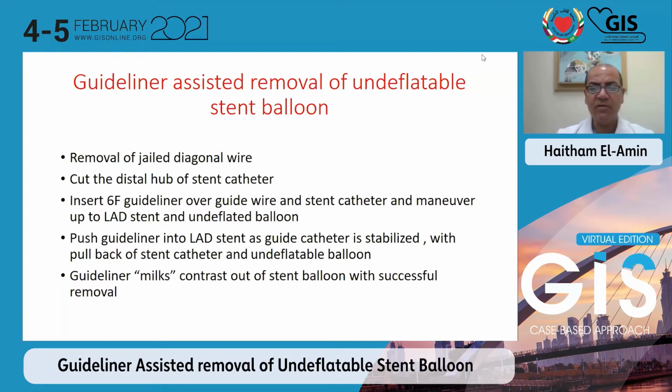Once the distal hub was cut and the hub was removed, as well as the inflator, we inserted the 6 French guideliner over the stent catheter and the guide wire, which was down the LAD, and maneuvered the guideliner all the way up to the LAD stent and to the origin of the undeflated balloon. We pushed the guideliner into the LAD stent. As the guide was stabilized, the stent catheter was pulled back. We used the guideliner as a support inside the balloon and stabilized the guide and pulled the stent catheter out, basically milking the contrast out of the stent balloon with successful removal.